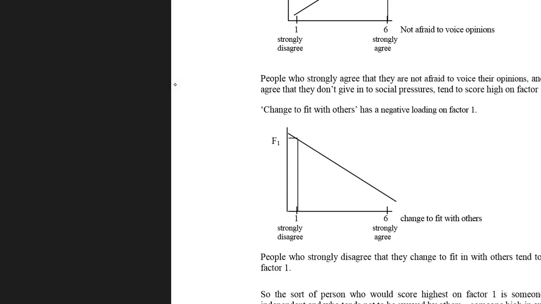So the sort of person who would score highest on factor 1 is someone who is very independent, who tends not to be swayed by others. So they strongly disagree with the idea that they change to fit with others. So that's someone high in autonomy.